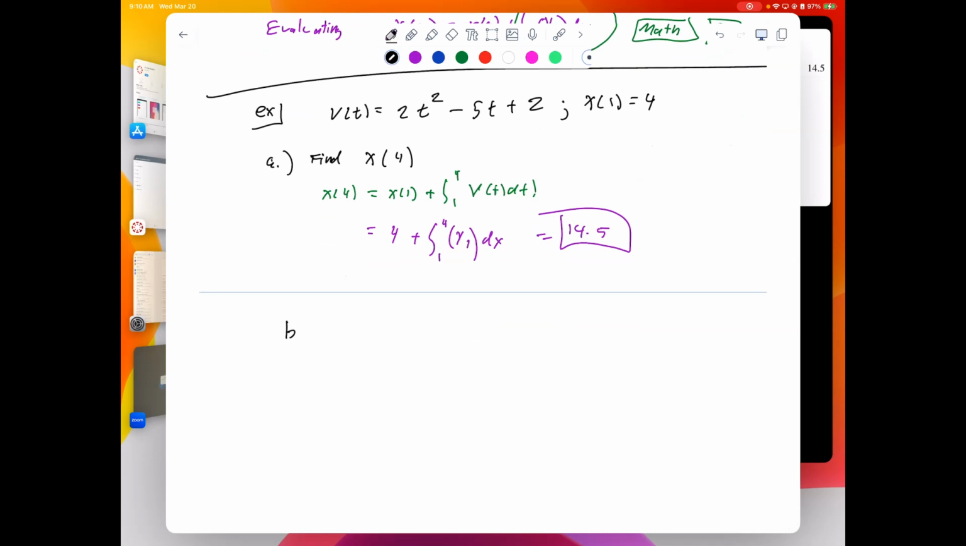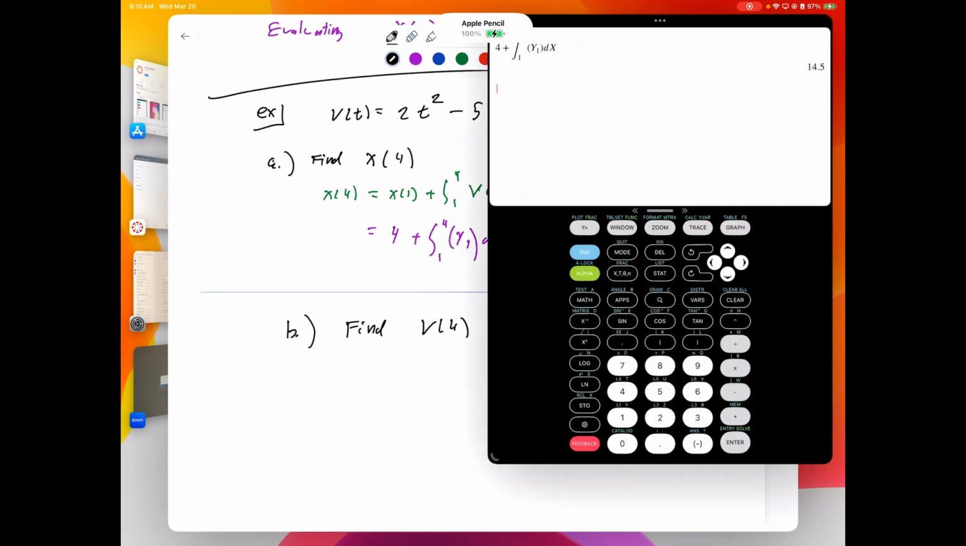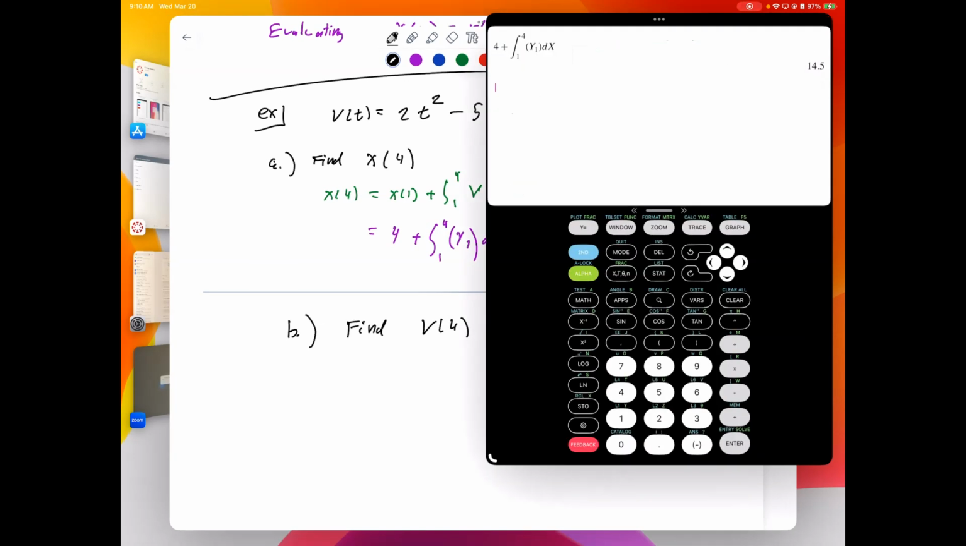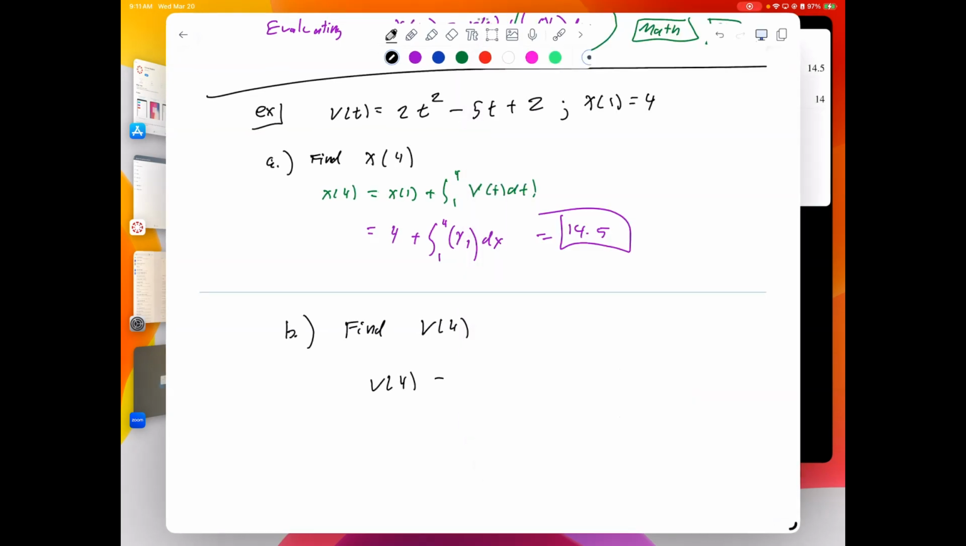Math 9. Next one. Find v of 4. Okay, well, that should be easy. They gave me the velocity function. So all I got to do is take the velocity function and plug in. So I can do that by just simply doing vars, y vars, function y1 of 4. It's that simple. V of 4 equals 14.